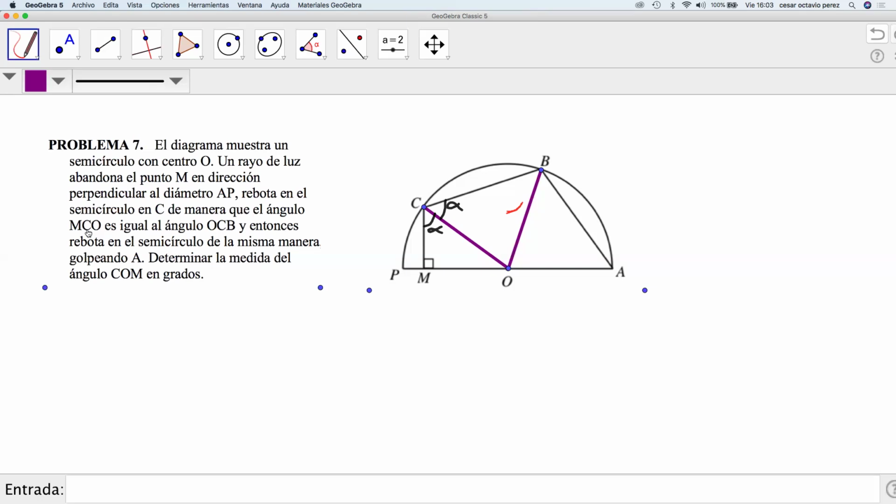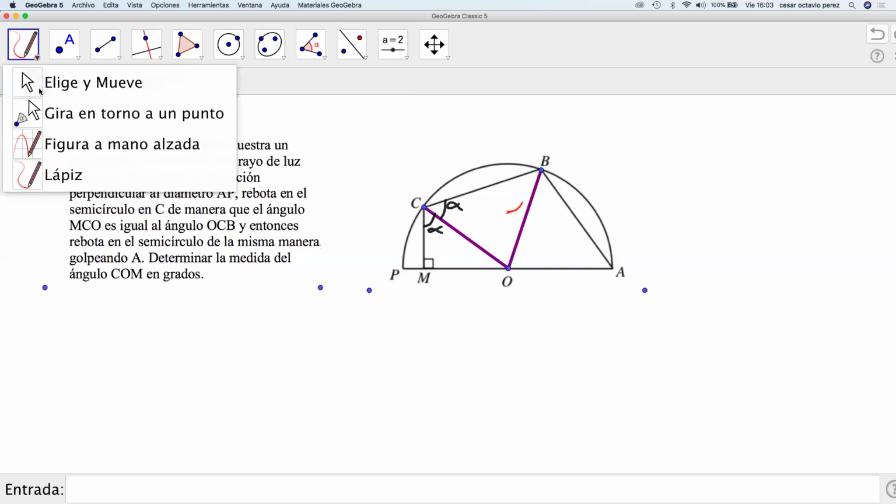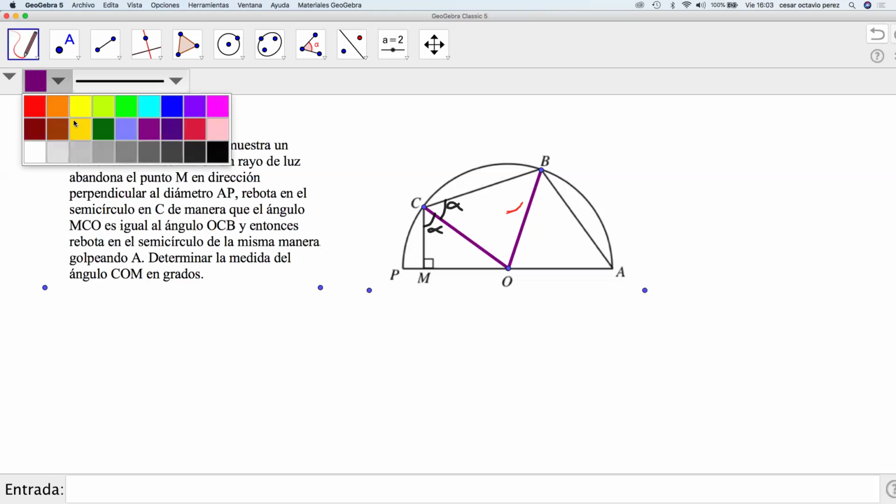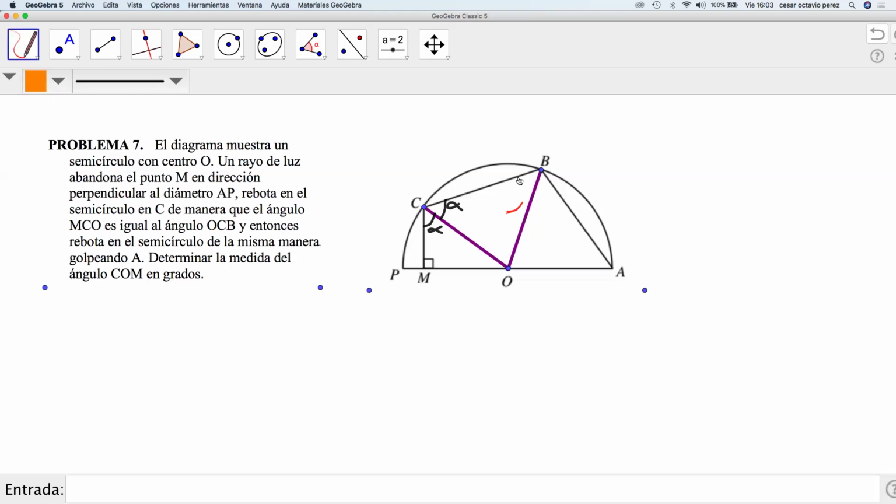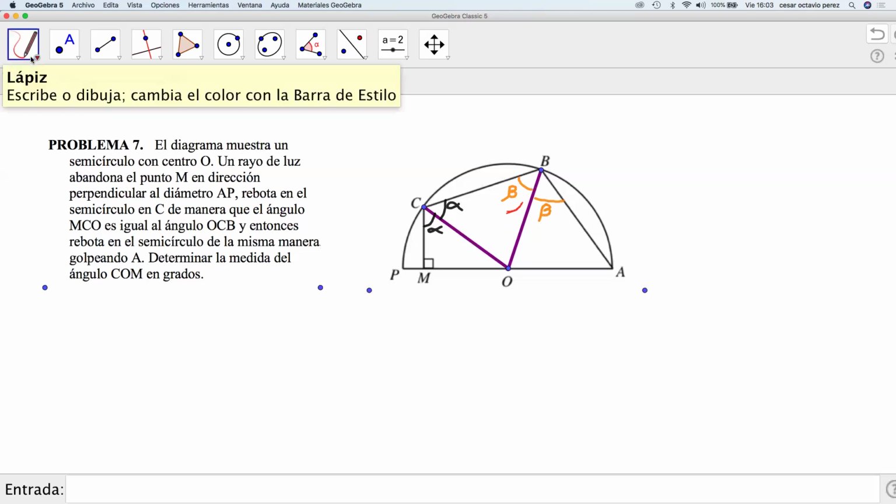MC. Oh, yeah. Y entonces rebota en el semicírculo de la misma manera. I suppose that the same way means that this will be equal to this. Okay, this is beta y beta. And we need to find this.